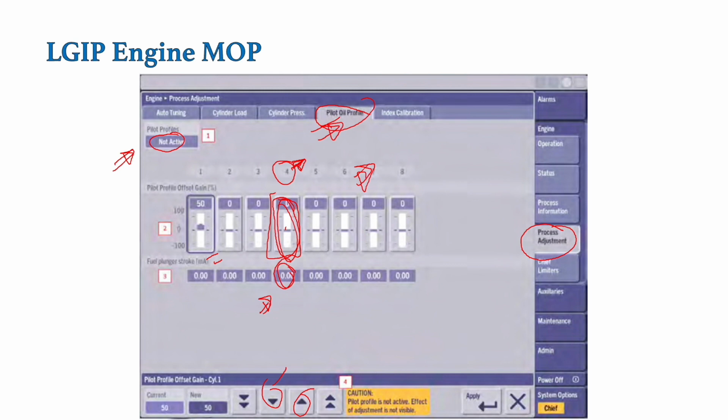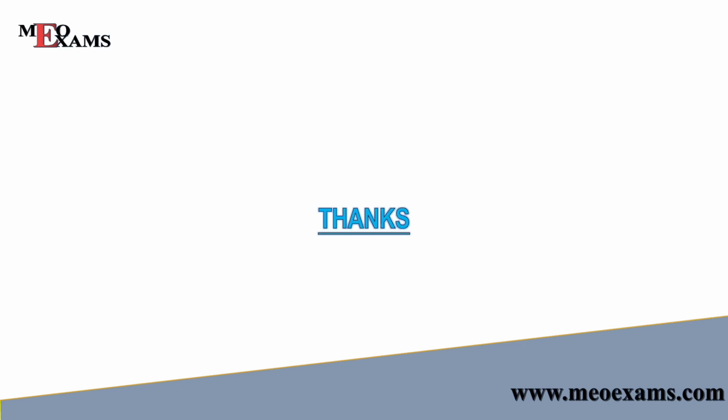So I think I have tried to cover most of the things that are needed for the operation of the main engine in dual fuel mode. If you need any other information regarding the MOP, you can tell me, and I will try to help you out. The next thing that I'm going to cover will be the starting sequence, or how the changeover takes place from primary fuel to secondary fuel. I'm going to cover that in the next video.